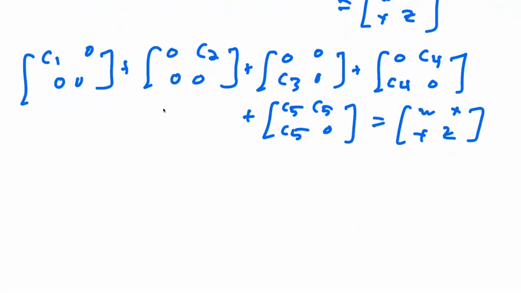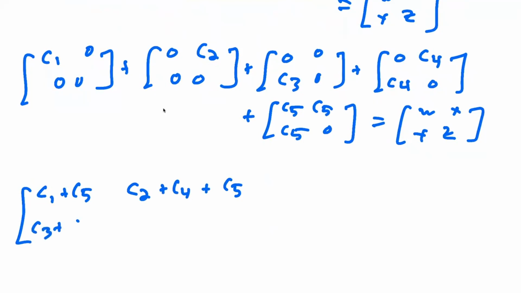So I'm just going to add all the stuff on the left-hand side. In that top left entry, I see one C1 and one C5. The next entry is C2 plus C4 plus C5. Bottom left is C3 plus C4 plus C5. And bottom right, what do you see in the bottom right? 0. Yeah.